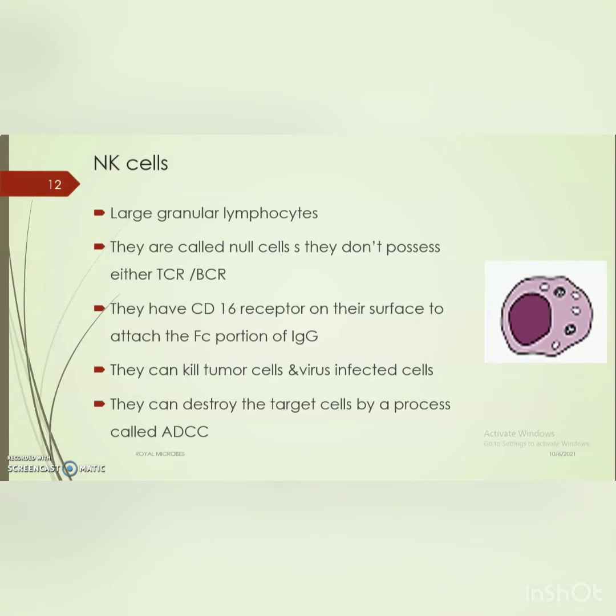Then coming to natural killer cells, these are large granular lymphocytes. They are called null cells because they do not possess any of the receptors of the B cells and T cells. They have the CD16 receptor on their surface and they attach to the Fc portion of immunoglobulin, mainly IgG, and they can kill tumor cells and virus infected cells. They can destroy the target cells by a process called ADCC, that is antibody dependent cell mediated cytotoxicity.